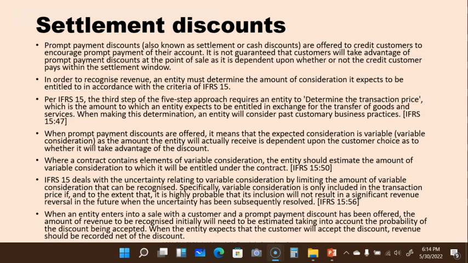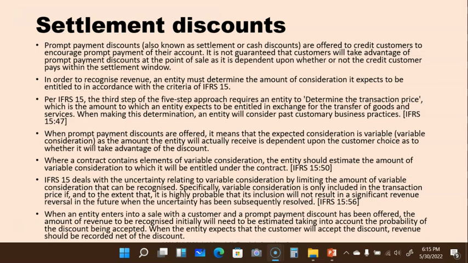When prompt payment discounts are offered, it means that the expected consideration is variable consideration, as the amount the entity will actually receive is dependent upon the customer's choice as to whether it will take advantage of the discount. Where a contract contains elements of variable consideration, the entity should estimate the amount of variable consideration to which it will be entitled under the contract.